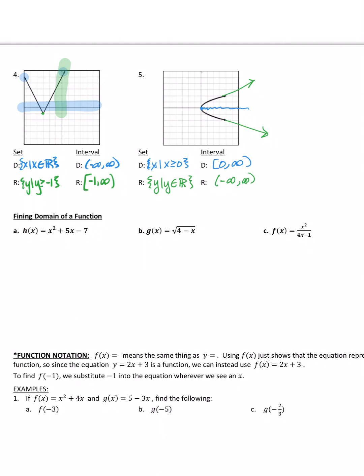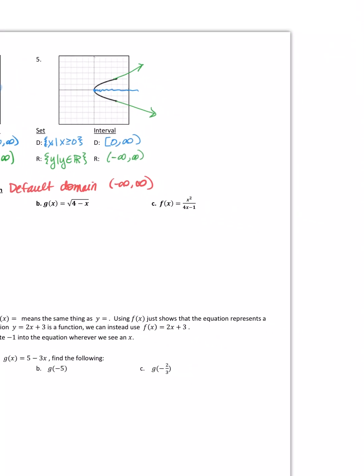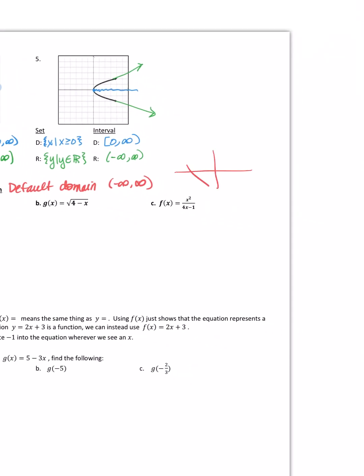So finding the domain of a function, here's a couple things you need to know. The default domain of a function is all real numbers, okay? All real numbers. It wants to go on forever and ever. That would mean your graph just wants to keep on going. No interruptions at all, okay? That's fine and dandy as long as every x value can give you a y value, right?